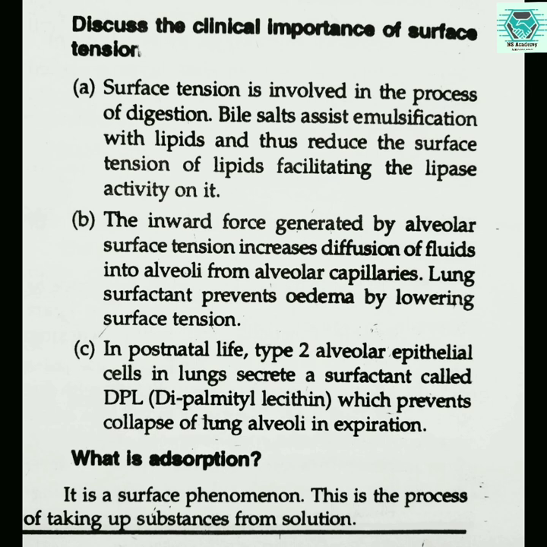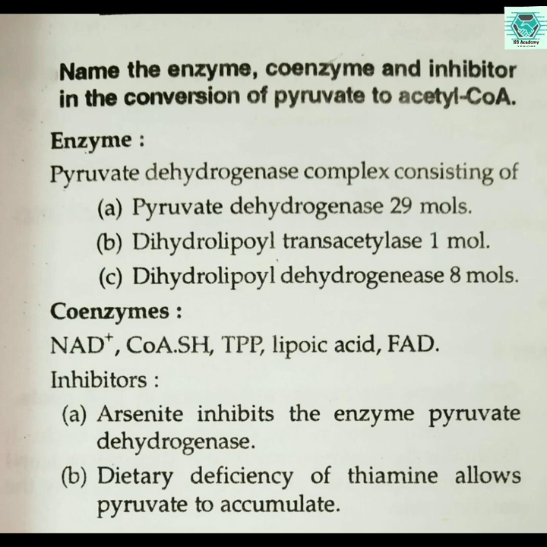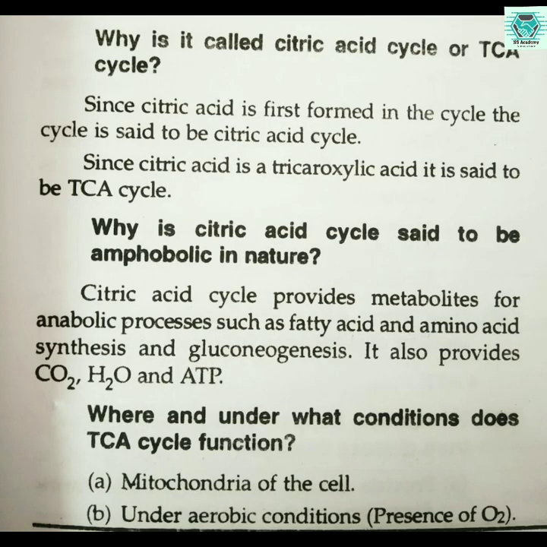So in the TCA cycle, name the enzymes, coenzymes and inhibitors used. These are the enzymes. Coenzymes and inhibitors are arsenite, and dietary deficiency of thiamine. Why is it called the citric acid cycle or TCA cycle? Since citric acid is first formed. Why is the citric acid cycle said to be amphibolic in nature? The citric acid cycle provides metabolites for anabolic processes such as fatty acid and amino acid synthesis and gluconeogenesis. It also provides CO2, H2O and ATP.